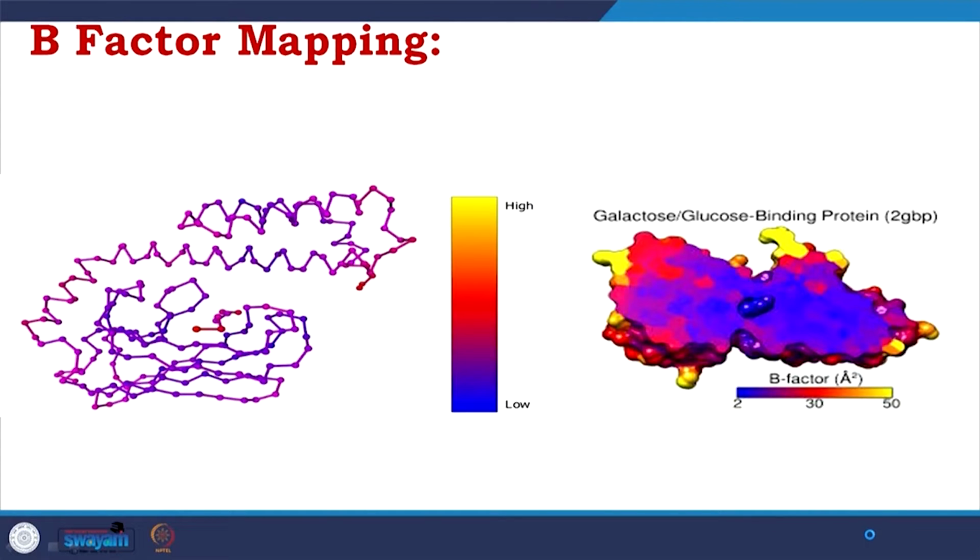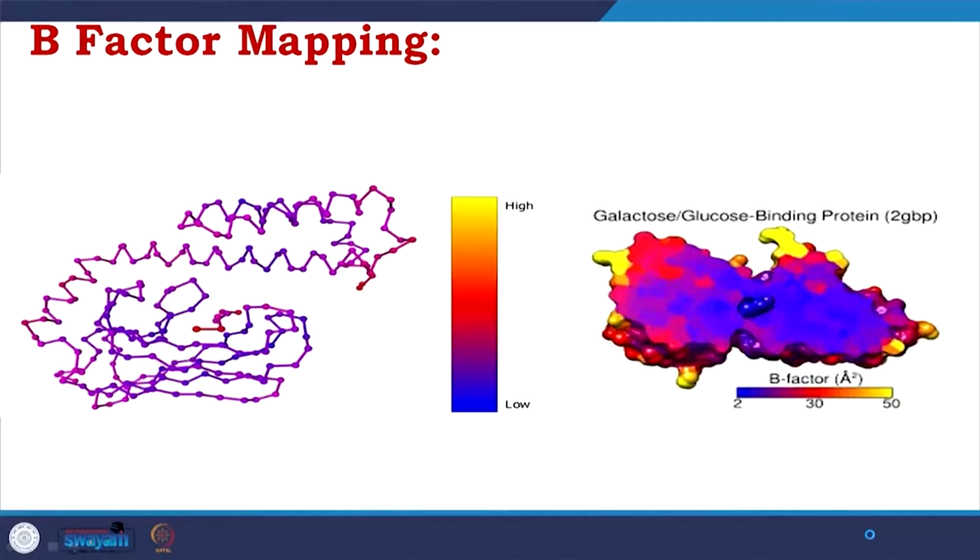You will see the B factor map, and the values from blue to yellowish orange show low to high B factor. If you see, in the core the B factor is low, whereas on the surface you generally see higher B factor, because on the surface the amino acid side chains are not interacting with the core. So they are free, so they are freely moving. Because of free moving, they are creating high motion. If there are disordered portions, they are also moving. So, it shows higher B factor.